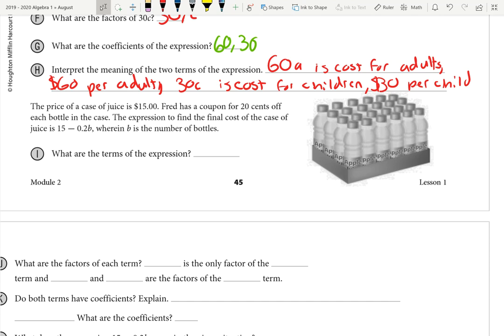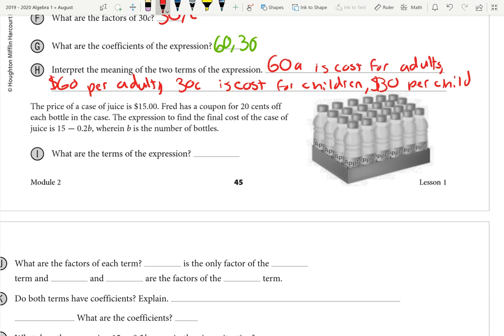The price of a case of juice is $15. Fred has a coupon for 20 cents off each bottle in the case. The expression to find the final cost of the case of juice is 15 minus 0.2b, wherein b is the number of bottles. Now, for a lot of us, reading this for the first time, it's really kind of tricky to understand, because we just kind of read and we don't really try to figure it out. But use your brain a little bit. We can figure this out, okay?